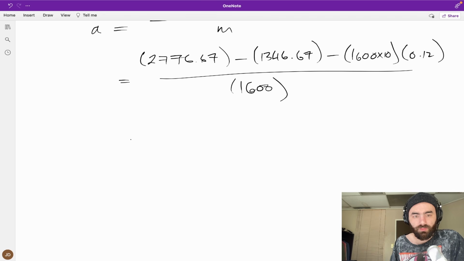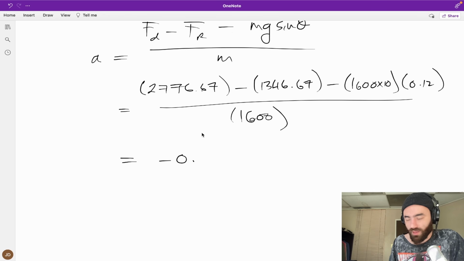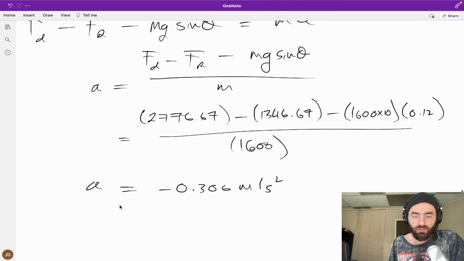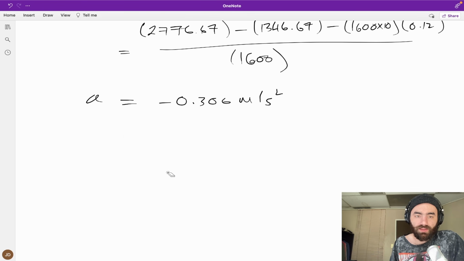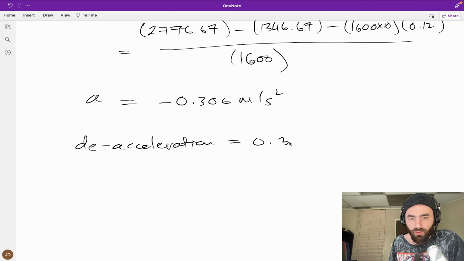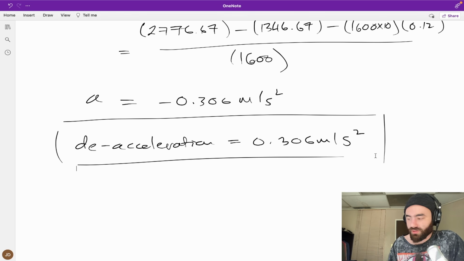So that's 0.3, minus, so it's a minus, which makes sense, right? Because it's deaccelerating, in meters per second squared. So the acceleration is the immediate deacceleration, I guess you could say, due to this reduction in power, and it is 0.306 meters per second squared. Okay, so that's two really good questions there.